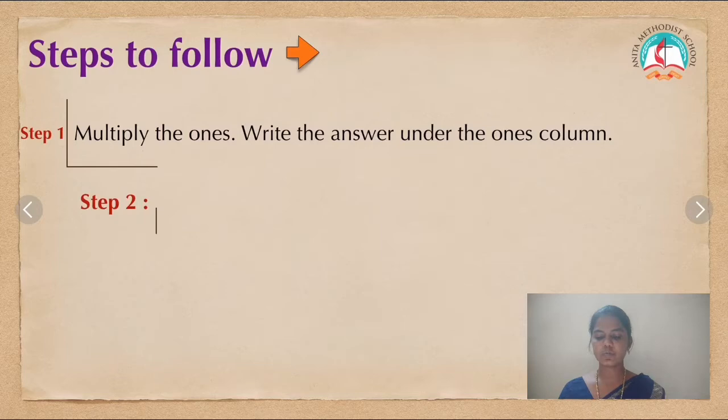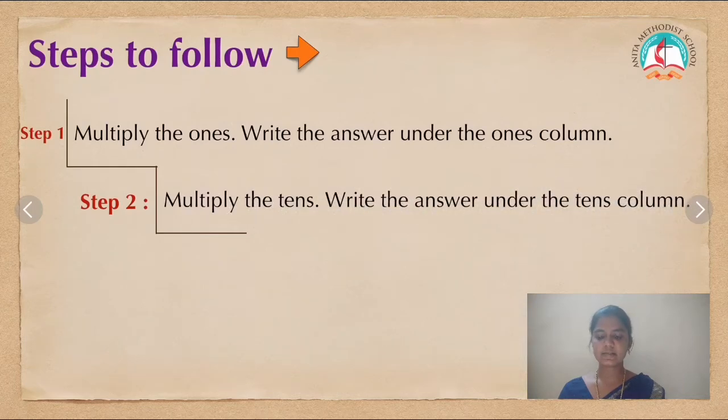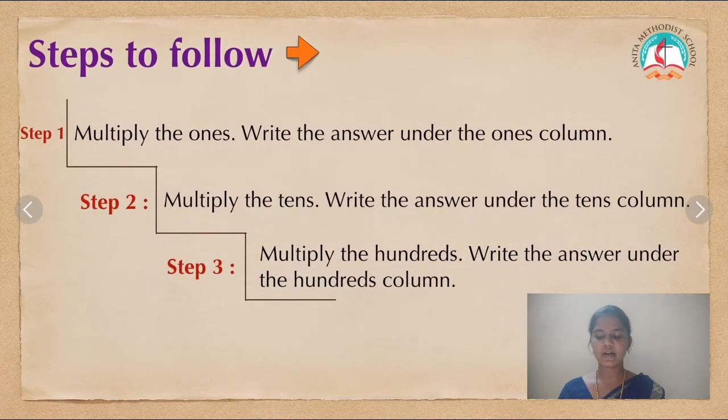So here is my step 2. We need to multiply the tens and write the answer under the tens column. Then step 3: We need to multiply the hundreds and write the answer under the hundreds column. This is very simple, children. First multiply the ones place, then write the answer under the ones column, then multiply the tens place, write the answer under the tens column, then multiply the hundreds place and write the answer under the hundreds column. So this is very simple.